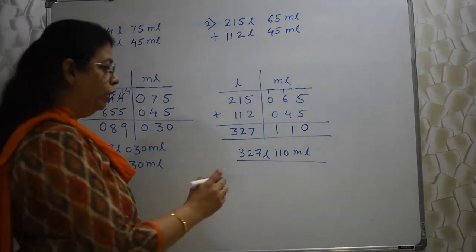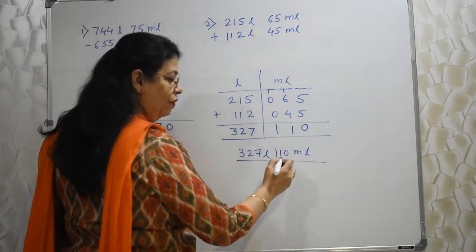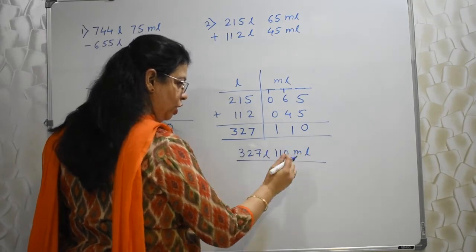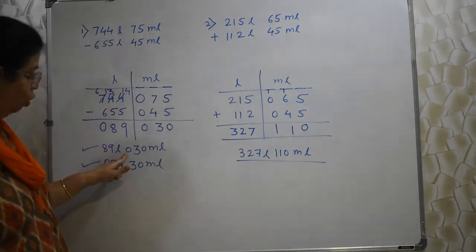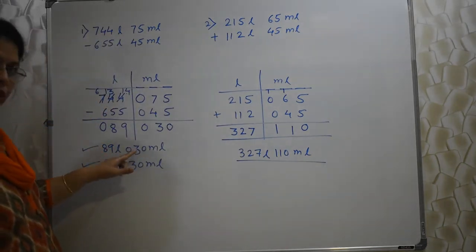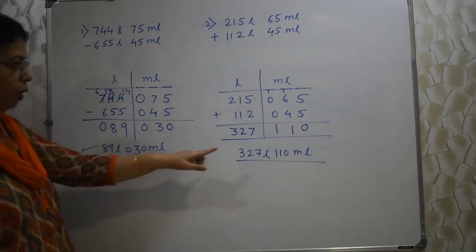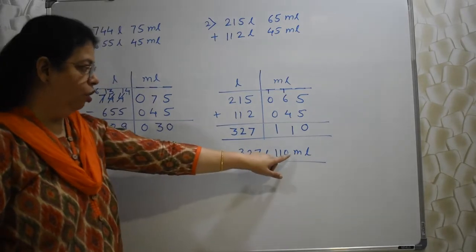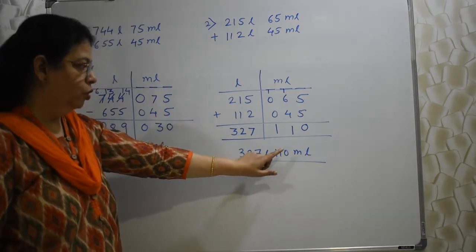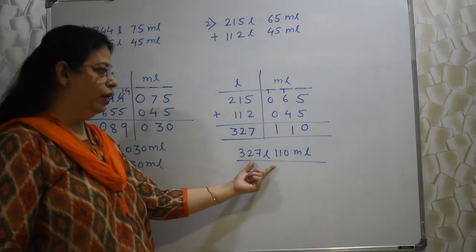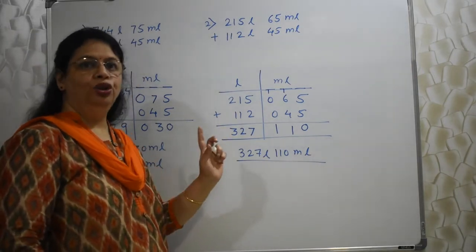Okay. Here they won't give 327 and 11. No. Here it is 110, 3 digits, 110. Here the 0 was here, so I can remove it. 030 means 30, right? But 110 is not 11 because the 0 is on that side. It has got value here. Okay, so 110 means 110. If one of the options is 327 and 11 ml, don't choose that.